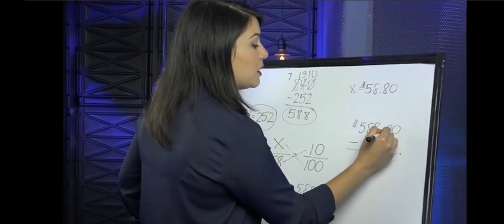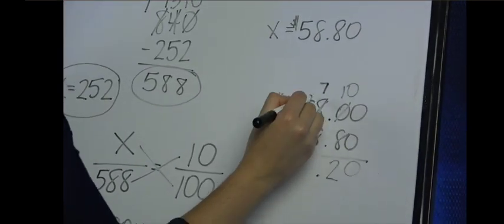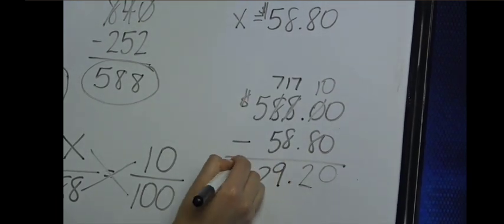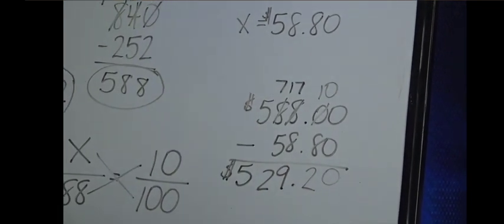So 0 minus 0 is 0. Here we have to borrow from next door, so 10. This becomes a 7. 10 minus 8 is 2. Here we don't have enough, so we have to borrow from next door. This becomes a 17. 17 minus 8 is 9. 7 minus 5 is 2. And 5 minus 0 is 5. So we're left with $529.20.